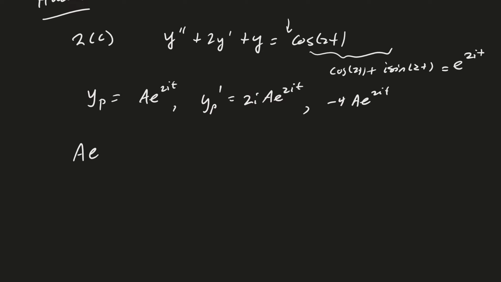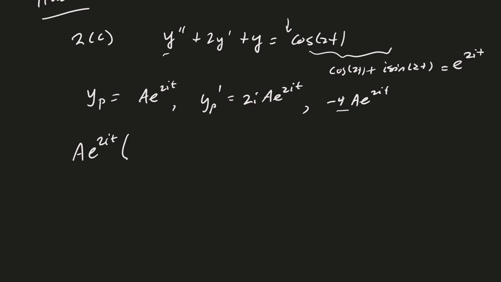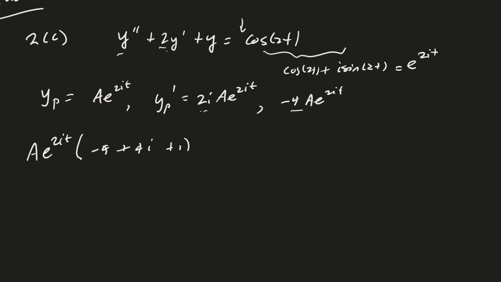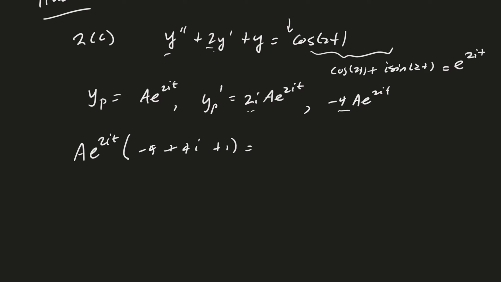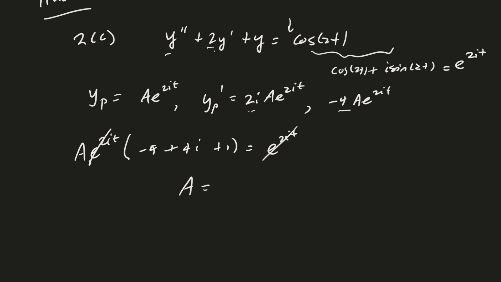So I'm going to factor out that e to the 2it, and I'd have a minus 4 for that. 2 times my 2i a is going to be 4i, plus 1 is equal to e to the 2it. So e to the 2it's will cancel. A is equal to 1 over minus 3 plus 4i. Good.